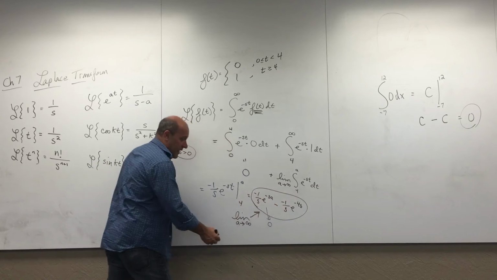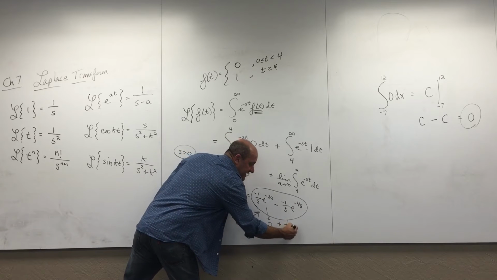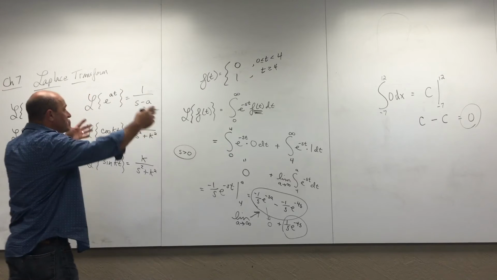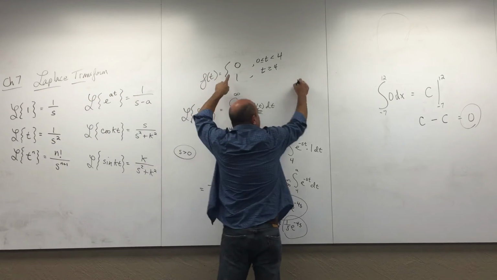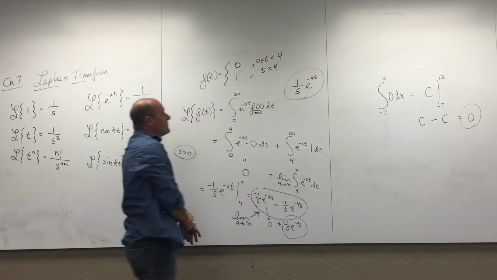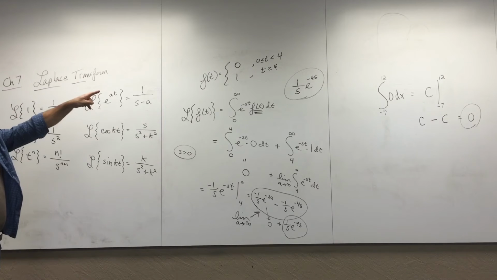And I'm done. 0 plus this. So I get plus 1 over s e to the negative 4s. I guess that's my answer to this piecewise. What was the question? What's the Laplace of this piecewise function? And the answer is 1 over s e to the negative 4s. That's kind of interesting. That's what's kind of weird about these piecewise things.